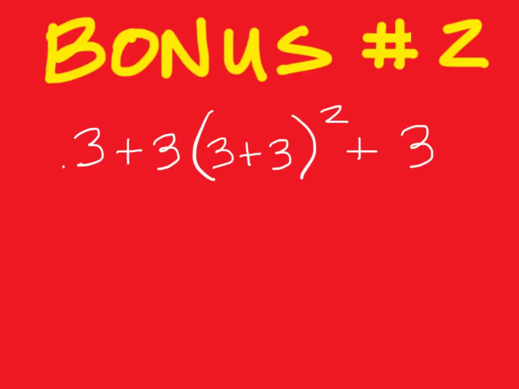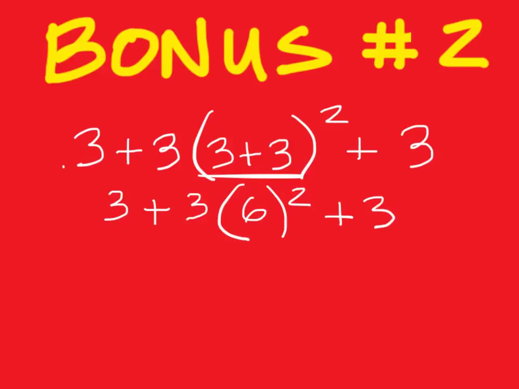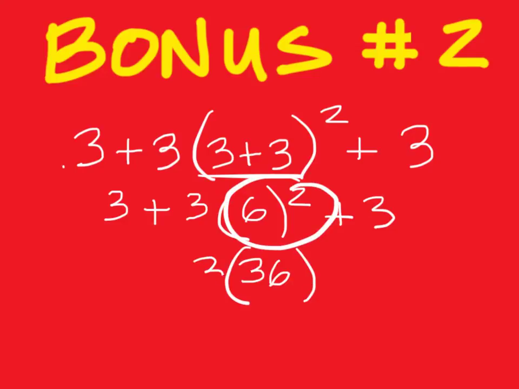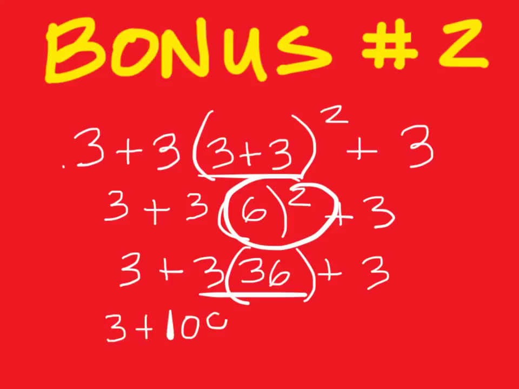On the bonus number 2, you have 3 plus 3. That'll be 6. And then everything else will stay the same. Now 6 squared is 36. 6 times itself. 6 times 6. Everything else stays the same. 3 times 36 is 108. And then when you add straight across, you should come up with 114.